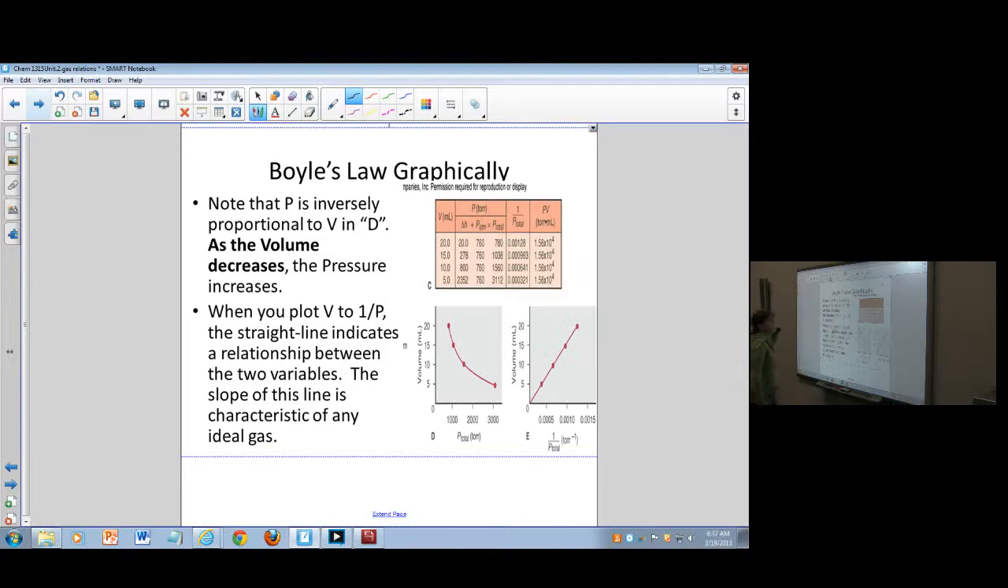When we graph this, here's pressure and here's volume. And so notice that we don't get a linear relationship. Now, we want linear relationships because they actually imply that there's some kind of a relationship between two things.